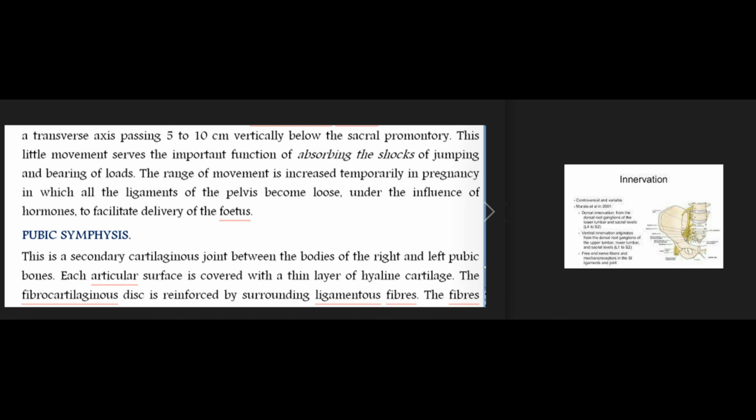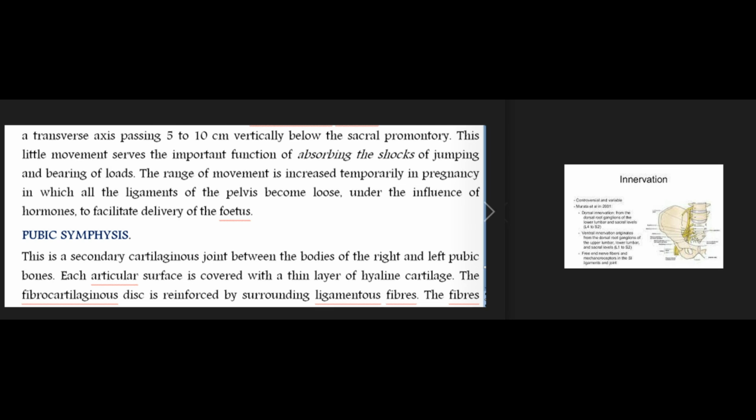This little movement serves the important function of absorbing the shocks of jumping and bearing of loads. The range of movement is increased temporarily in pregnancy, in which all the ligaments of the pelvis become loose, under the influence of hormones, to facilitate delivery of the foetus.